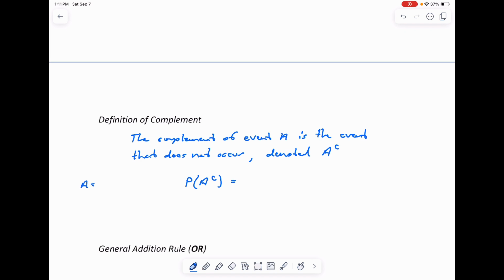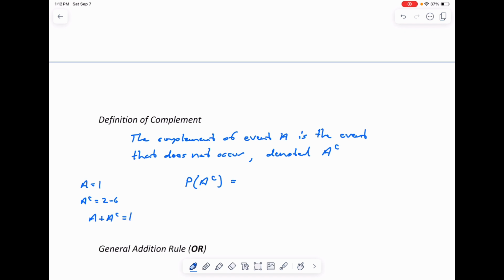So if I say that A is getting a 1 when I'm rolling a 6-sided die, A complement is getting a 2 through 6. Together, those two things make up all the possible outcomes of rolling a 6-sided die. So there's 100% probability of getting A or A complement, one of those two outcomes. Mathematically, I'm really saying that the probability of A plus the probability of A complement is equal to 1, which is equal to 100%.